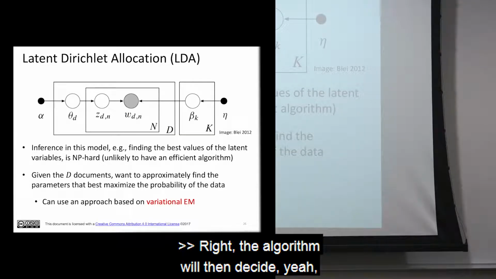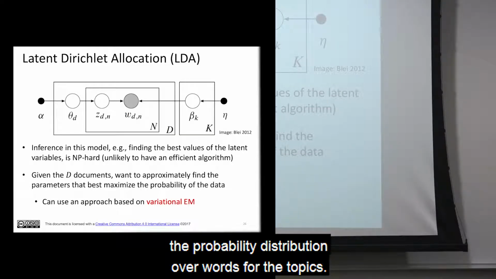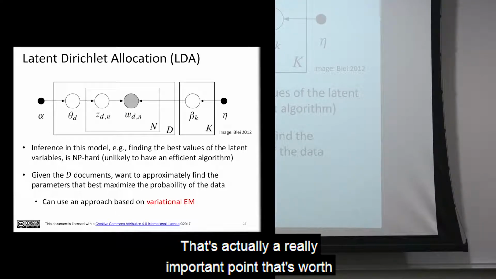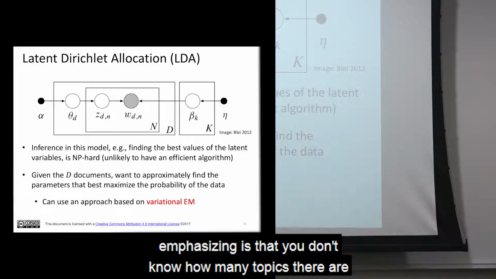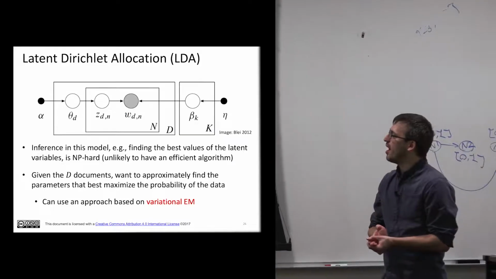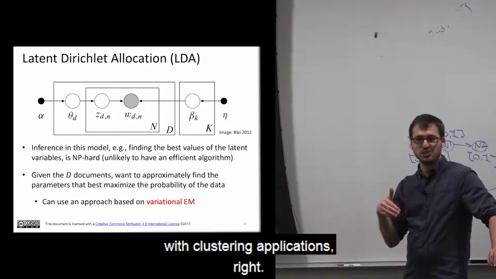The algorithm will then decide the probability distribution over words for the topics, right? But you specify how many you want. It's actually a really important point worth emphasizing that you don't know how many topics there are in advance. It's just not possible to know.